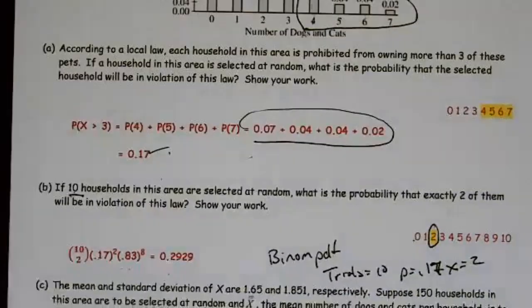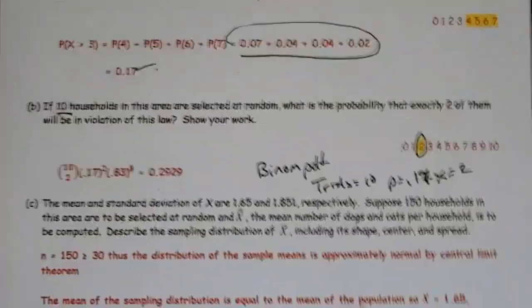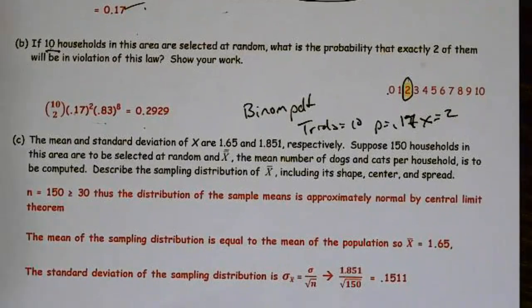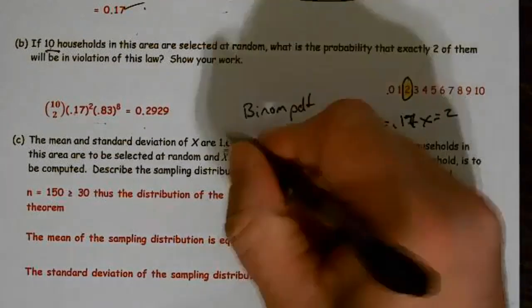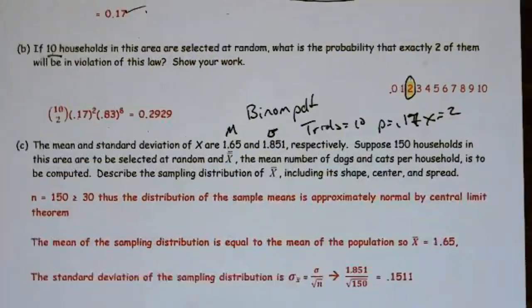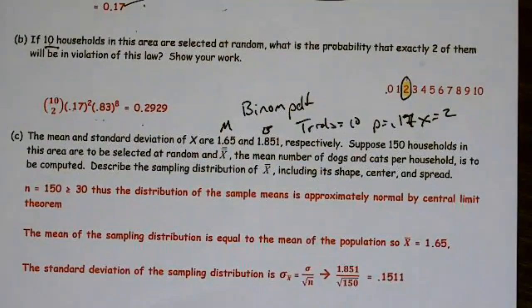But the reason I had this problem is for this next part, because it has given students fits on lots of things recently, including the project test. The mean and standard deviation of X are 1.65 and 1.85 respectively. So they're telling me that this is my mean and this is my standard deviation. Suppose 150 households in this area are to be selected at random, and X bar, the mean number of dogs and cats per household, is to be computed. Describe the sampling distribution of X bar, including its shape, center, and spread.